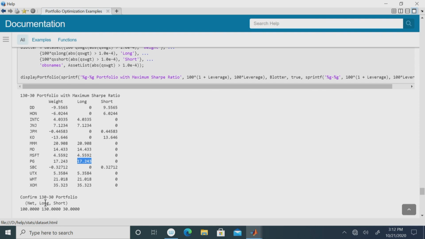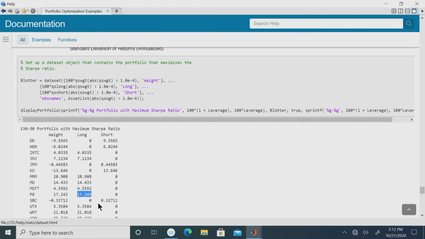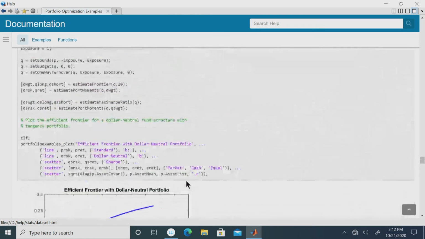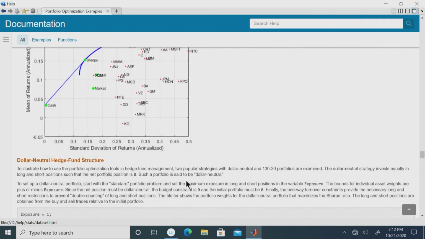And if you confirm these positions, it turns out that the long position is going to be 130, you just add this up, and the short position is 30, and consequently the net position is 100. So this takes care of these several examples in case of portfolio optimization problems.